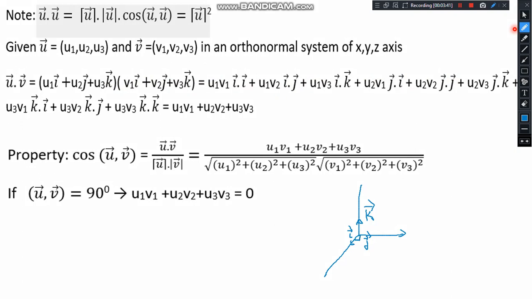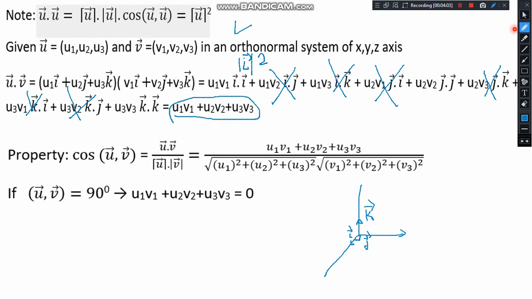So here, i times j is 0, i times k is 0, j times i is 0, j times k is 0, k times i is 0, k times j is 0. So what remains? Here the scalar i times i is equal to i squared, which is 1 from the property here. So we are going to get u1 v1 plus u2 v2 plus u3 v3.